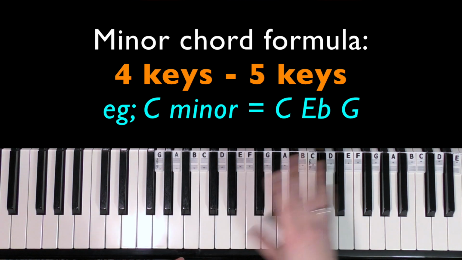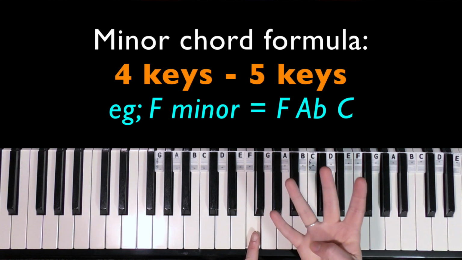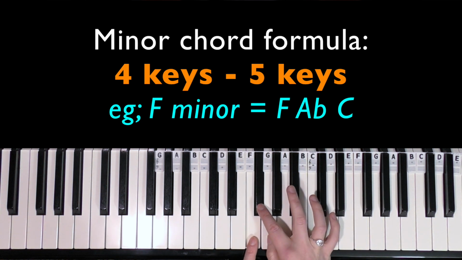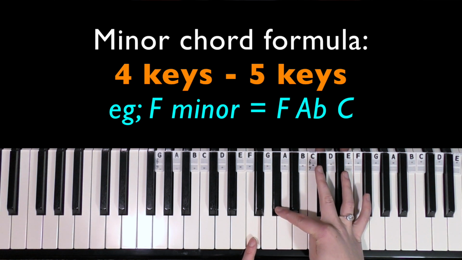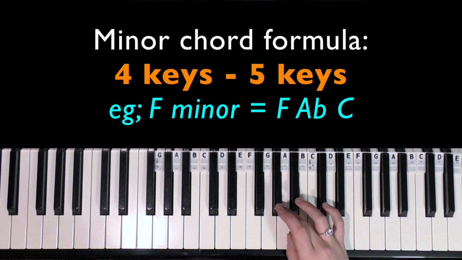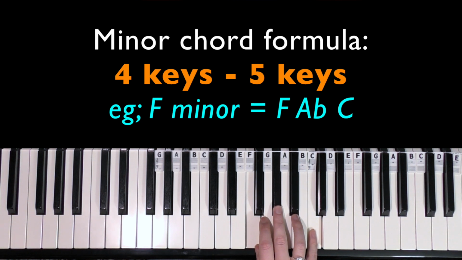If we just use that on another chord, let's take F minor for example, so we have F. We need 4 notes away from F, with F counting as the first: 1, 2, 3, 4. We have A flat. And then 5 notes away from A flat, with A flat being 1: 1, 2, 3, 4, 5. So that's F minor. That's just a formula to work out any minor chord. We go back to C minor.